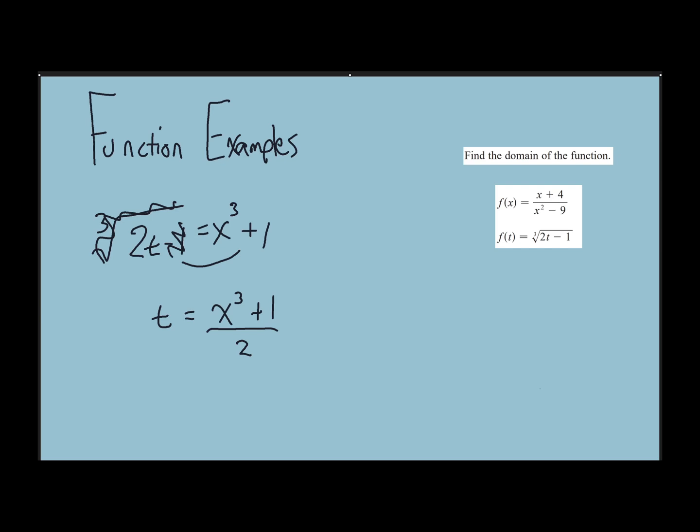Isn't that interesting? So be careful when you're looking at domain and you just say, am I able to divide by 0? Am I able to create a square root of a negative number? And if so, bam, you found the discontinuity in the function.